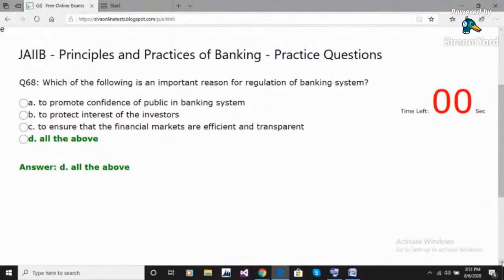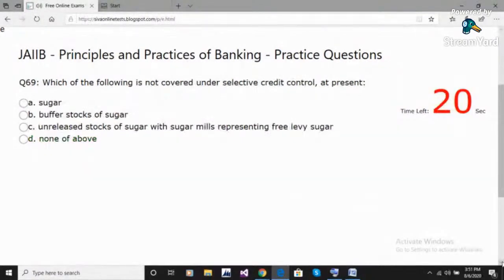Option D all the above. Answer D all the above. Question 69, which of the following is not covered under selective credit control, at present? Option A sugar. Option B buffer stocks of sugar. Option C unreleased stocks of sugar with sugar mills representing free levy sugar. Option D none of above.